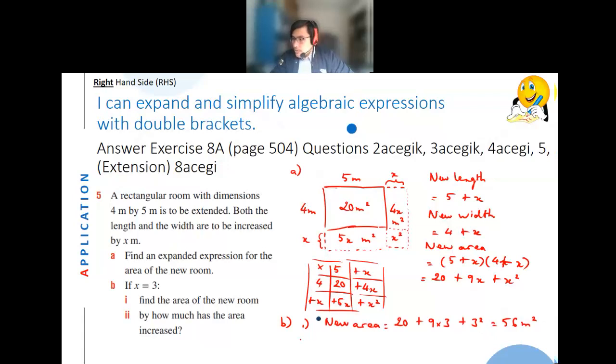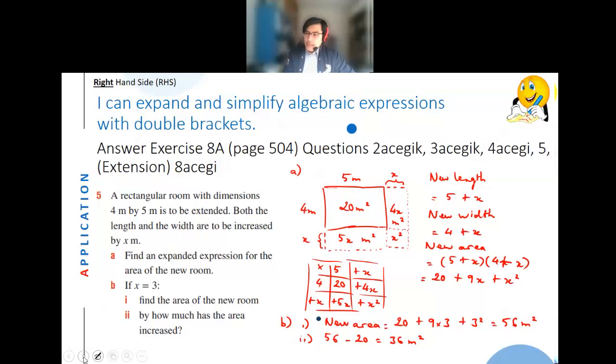And so, how much has the area increased by? That's going to be 56 minus the old area, which, as we can see up here, is 20. That would give us an answer of 36 meters square. There we go. So that's how you answer question 5.